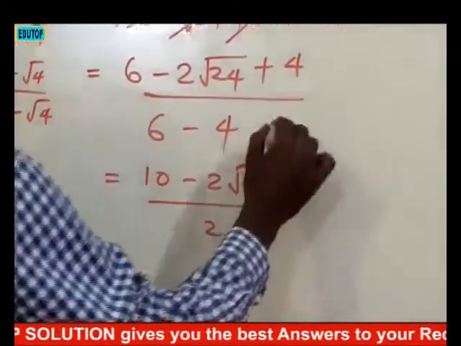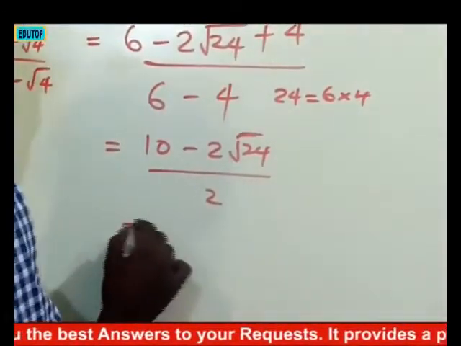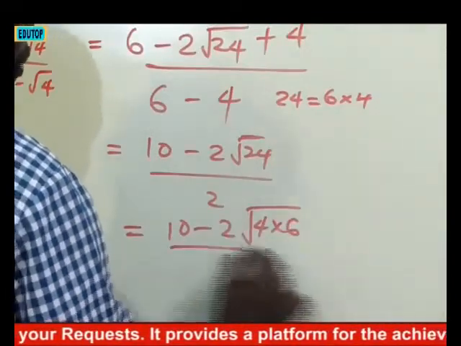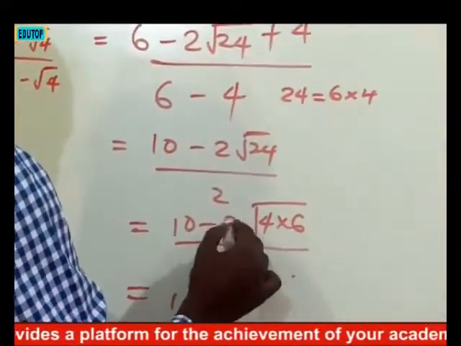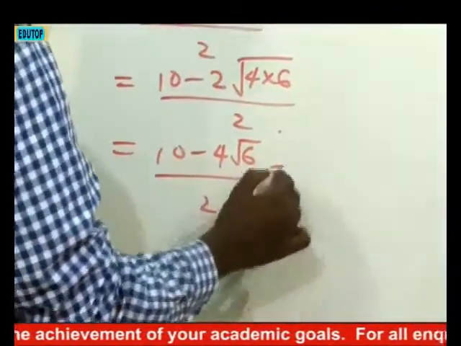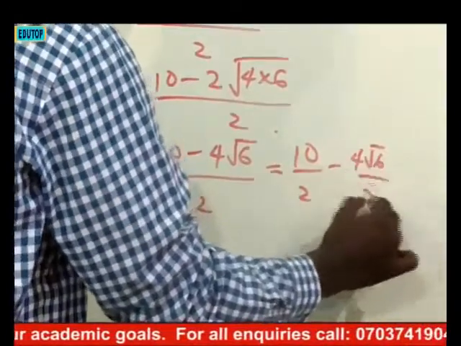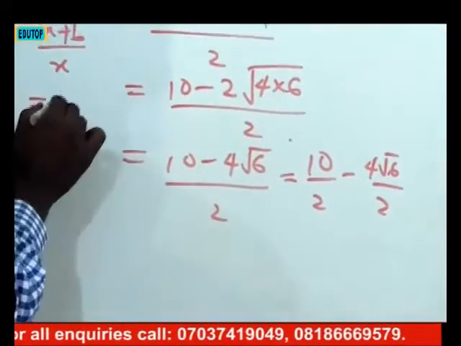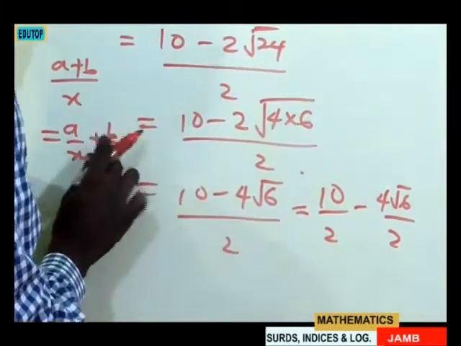I can simplify this one because 24 is definitely going to be 6 times 4. So I have 10 minus 2 into root of 4 times 6, over 2. Root 4 is 2, 2 times 2 is 4, so minus 4 root 6. So I have simplified that to this. What this means is 10 over 2 minus 4 root 6 over 2. Because when you have A plus B over X, it can be written as A over X plus B over X. And that's what I did here.